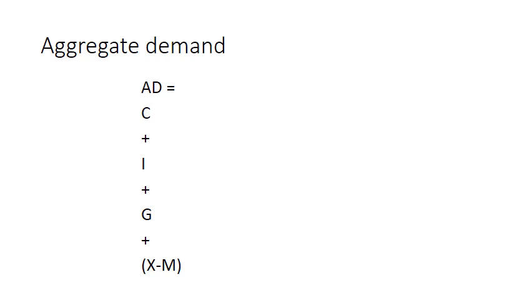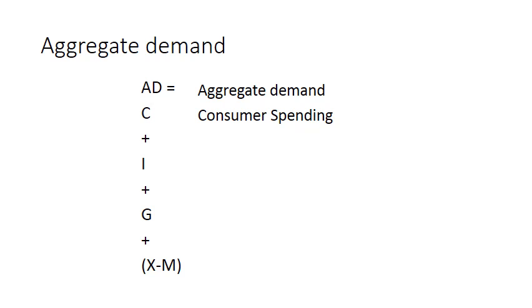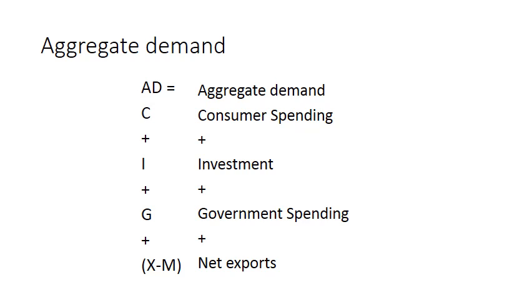So the key thing for the aggregate demand curve is the equation. AD is C plus I plus G plus X minus M. The C stands for consumer spending, the I stands for investment, that's spending by businesses on capital goods, and the G is government spending. X minus M is then our net exports, X standing for exports and M standing for imports, our balance of trade. So it's changes in these components that lead to shifts in the aggregate demand curve.